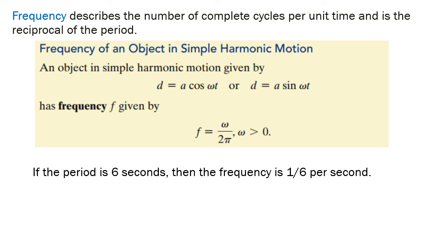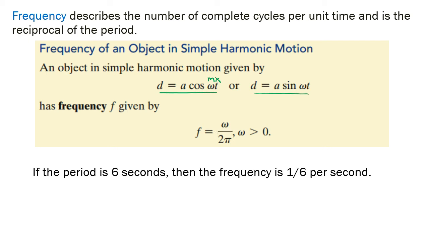So now we're going to talk about frequency. Frequency describes the number of complete cycles per unit of time and is the reciprocal of the period. And so you'll see the same types of functions as we looked at before. Just remember that instead of w, we have used m, and instead of t, we use x, mostly because we weren't in a real-world scenario.